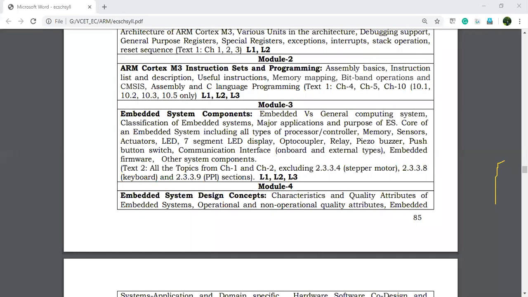Soft real time is nothing but occasional failure is fine, but every now and then failure means that there is a failure in the system. So occasional failure is acceptable. So we call it a soft real time system. So these are the two classifications basically based on the deterministic behavior.